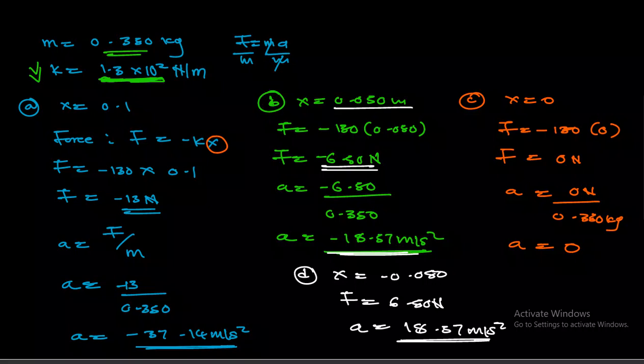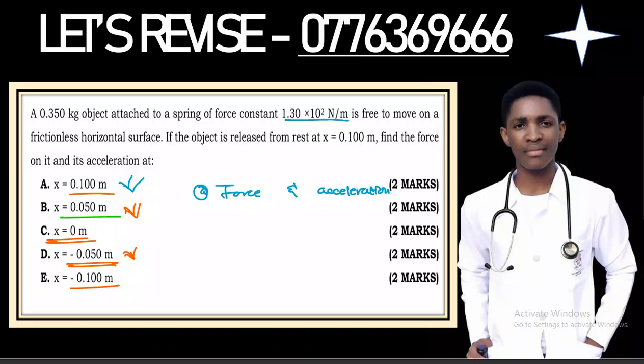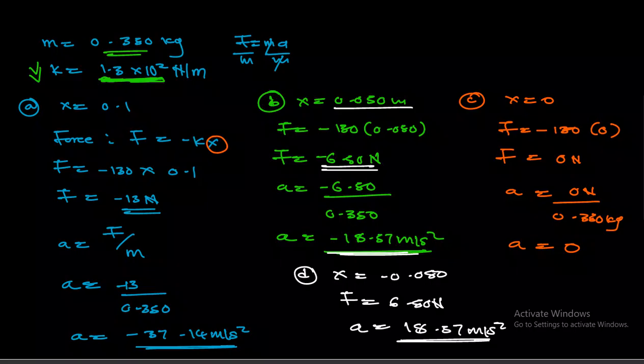What else do we have? We now have the last question, which is asking us to find the force and acceleration at x is equal to negative 0.1. Since x is equal to negative 0.1, the force, instead of negative 13, is going to be positive 13 Newton. Our acceleration will be the same, but positive: 37.14 meters per second square.